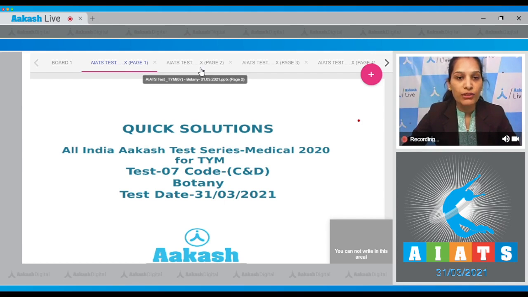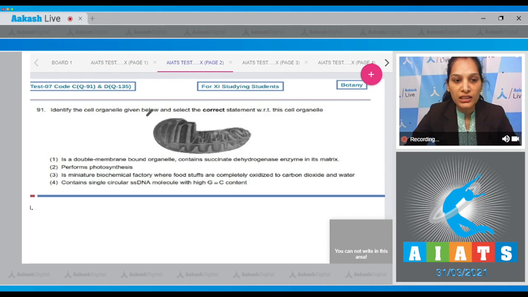So let's start with the very first question, that is question number 91. Identify the cell organelle given below and select the correct statement with respect to this cell organelle. First option, it's a double membrane bound organelle, contains succinate dehydrogenase enzyme in its matrix. This is incorrect. Why? Because succinate dehydrogenase enzyme is found attached to the inner membrane of the mitochondria. Rest of the enzymes of the Krebs cycle are found in the matrix.